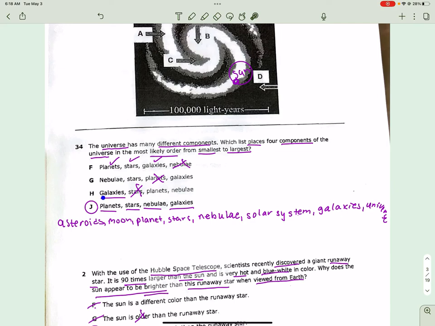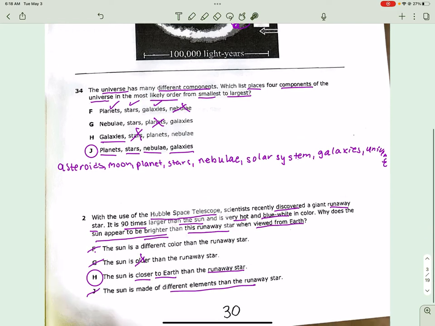the stars. We have galaxies, stars, no, we find stars within the galaxies. So the correct one is planets, stars, nebulae, and galaxies. And here we have the order if they're asking us from the asteroids. So we have asteroids, moons, planets, stars, nebulae, solar system, galaxy, and universe.